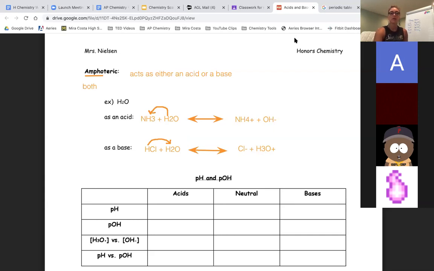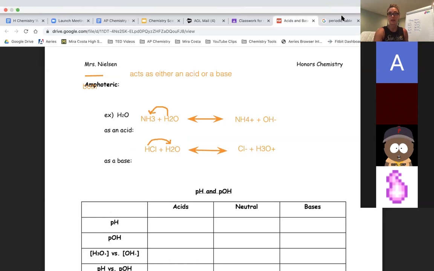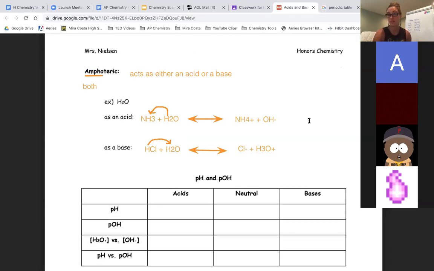Okay. All right, let's get into these pH and pOH calculations, and then we'll be out of here. This will probably take me about 15 more minutes, okay? So just an FYI, you guys can pace yourselves.